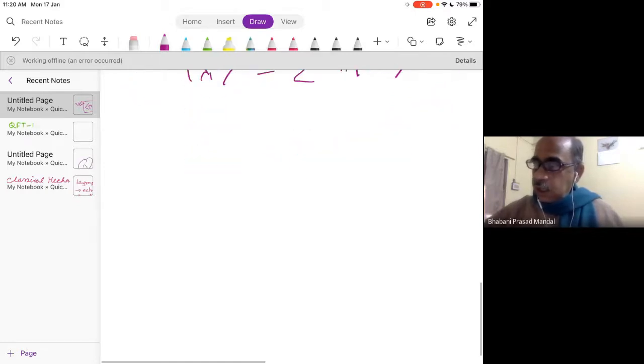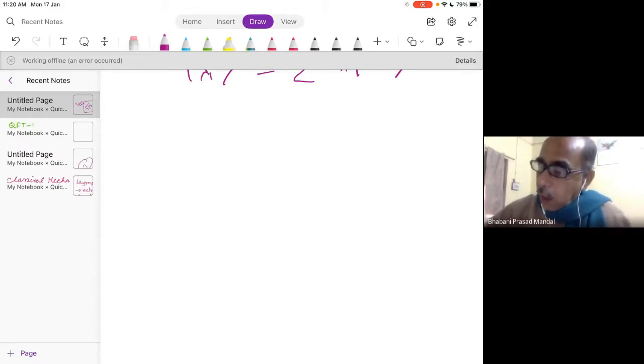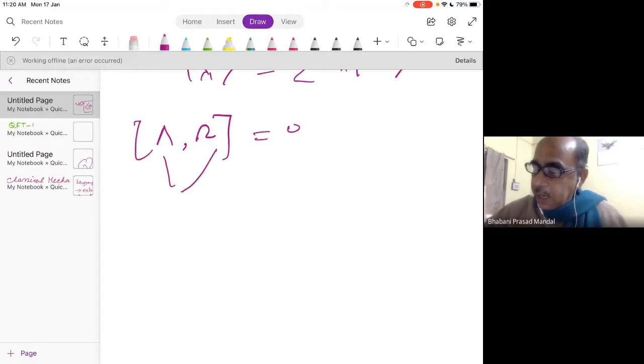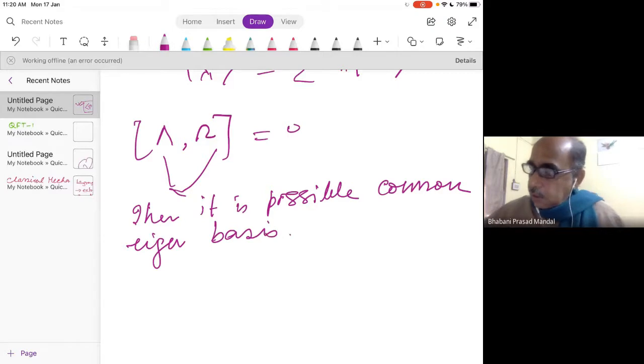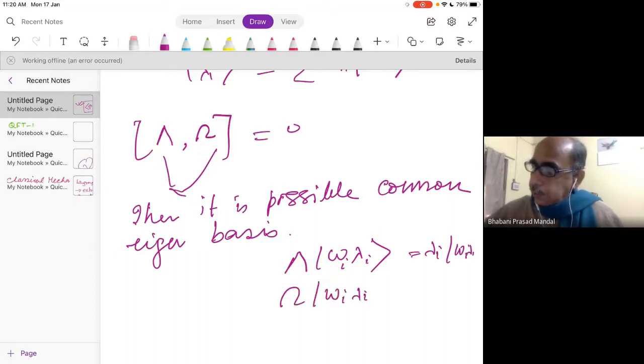You are missing the point, not listening. Forget whatever you learned before, you don't know any quantum mechanics. The important thing is what I said: when lambda and omega commute, then I can find a common eigenbasis. Then it is possible to find common eigenvalues. Means I can find, say, lambda and omega, that common eigenvalues. When lambda acts on this, I get lambda i times lambda i. When omega acts on this, I get omega i times lambda i.